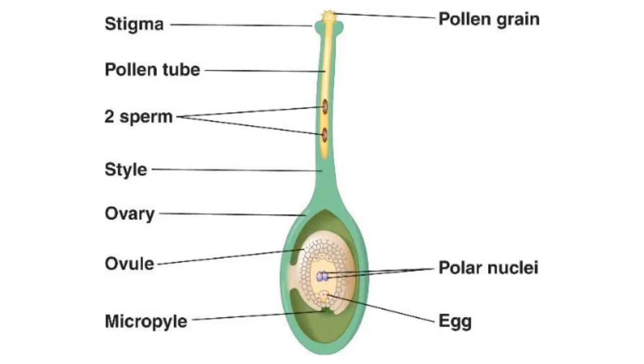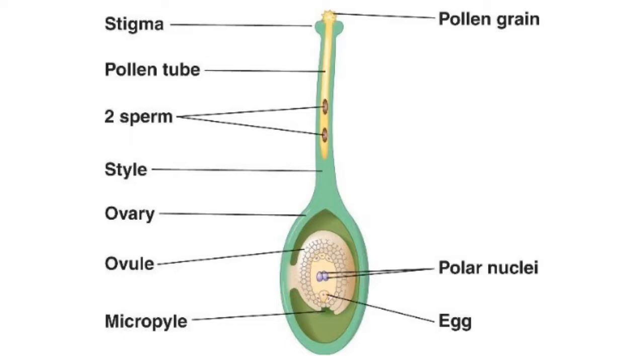Then we start with the second process, that is, growth of the pollen tube. Here the pollen grains reach the receptive stigma of the carpel by the act of pollination. We already learned what pollination is at the initial stage. Pollen grains, after getting attached to the stigma, absorb water and swell.